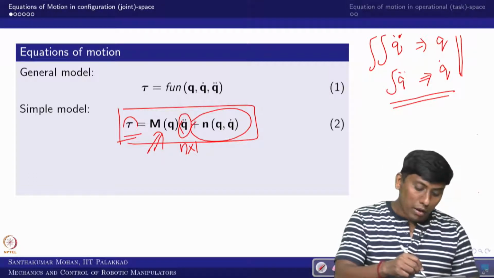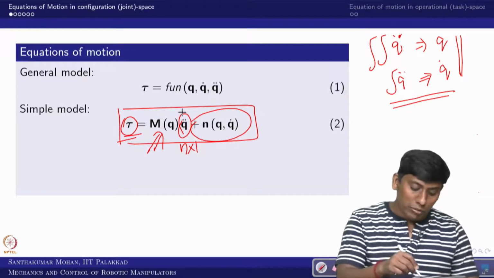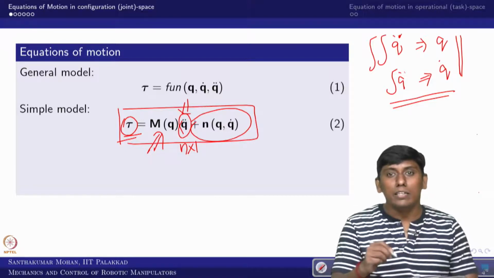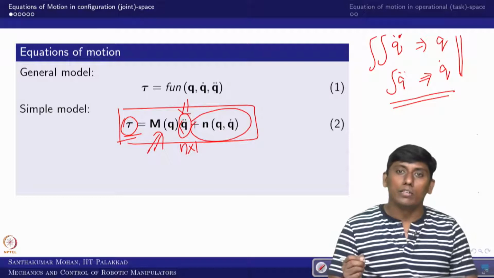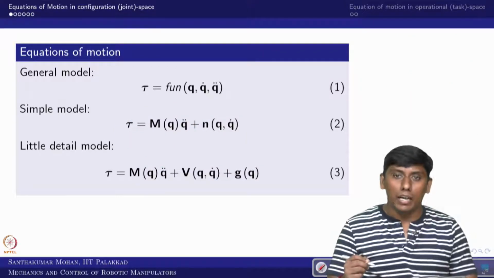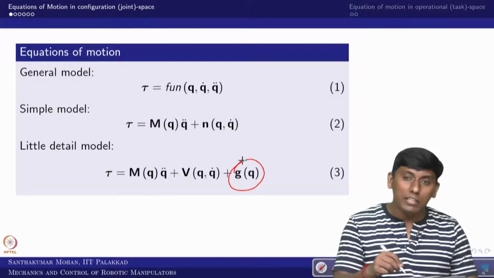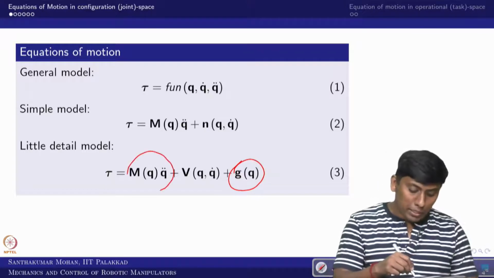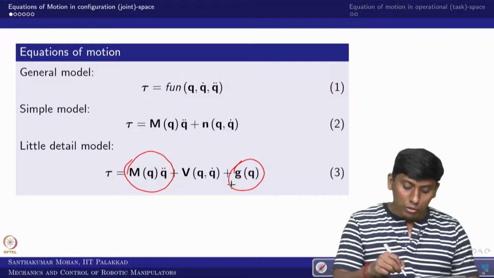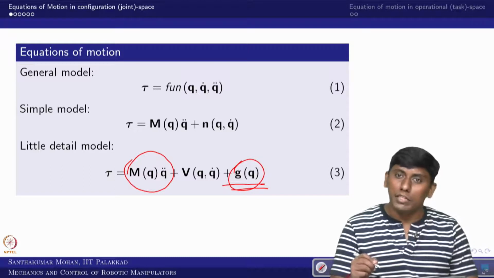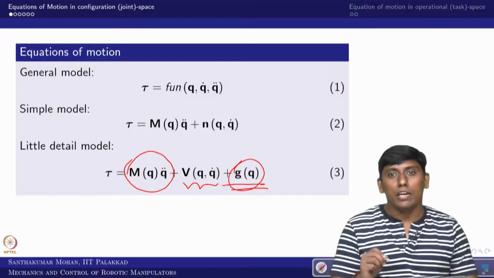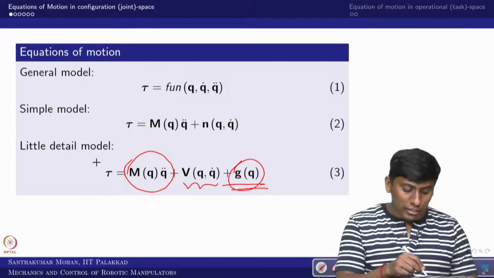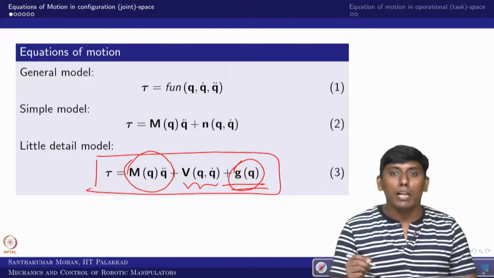In that sense, you have the input and the output in acceleration form. Some people go even further and make it more detailed, where they separate the gravity. We have already separated the inertial term, so now we can separate the gravity term. Whatever is left we can call other effects, which I put in a capital V as a vector. So this is the little more detailed model.